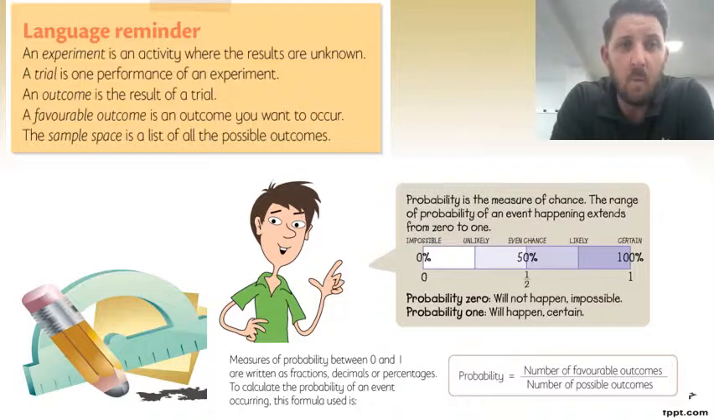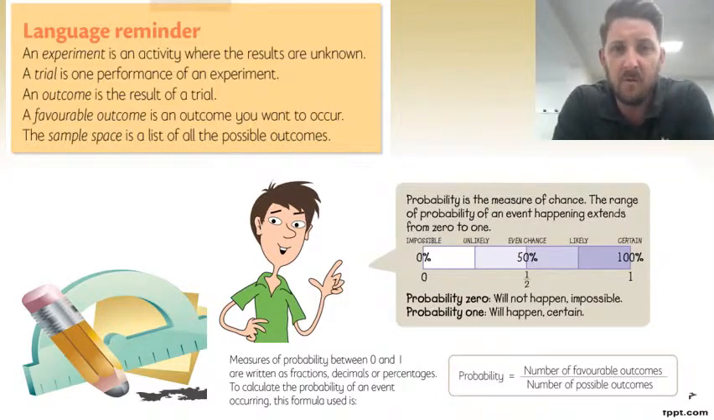A trial is the one performance of the experiment. So a trial might be flipping the coin once. That's the trial. An outcome is the result of that trial. So did it land on a heads or did it land on a tails? And the favorable outcome is what we're actually looking for, so what we want to occur. For example, if we've called heads, we're hoping that it will land on a head. So that's our favorable outcome. And the sample space is the list of all of the different possible outcomes.